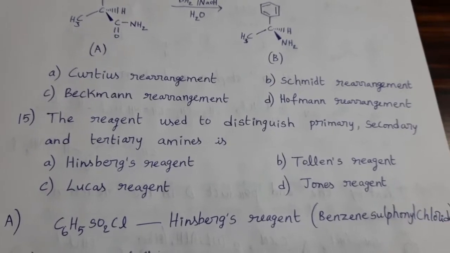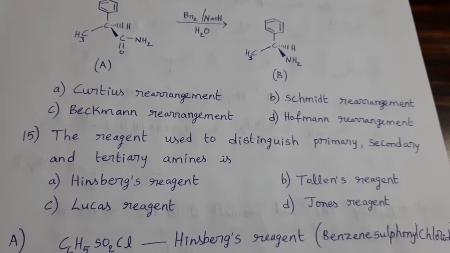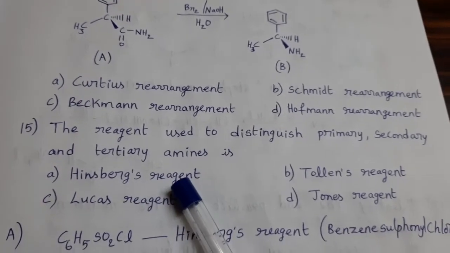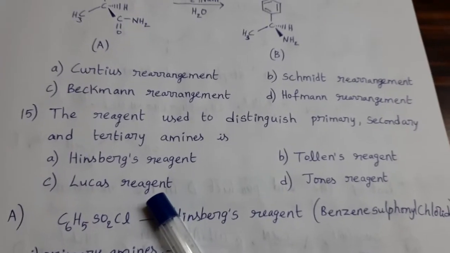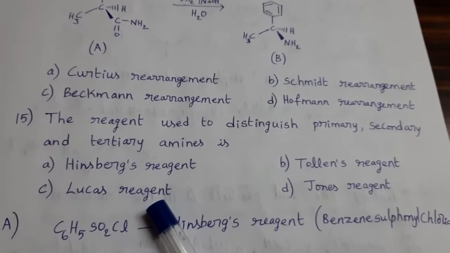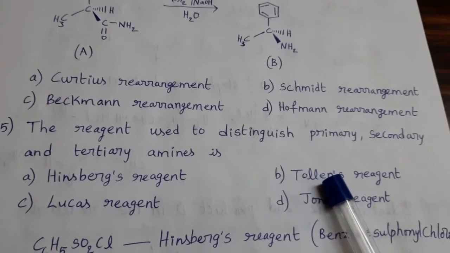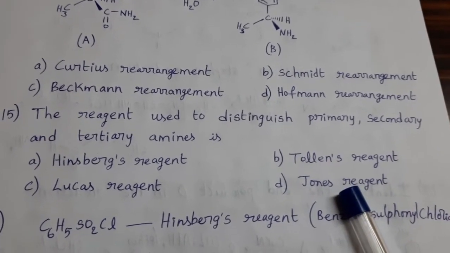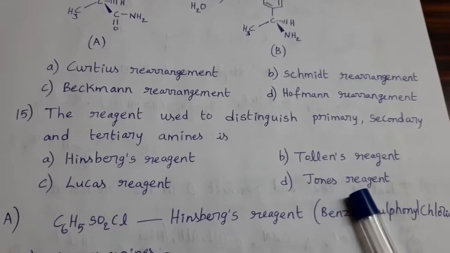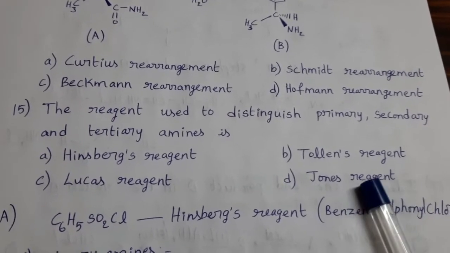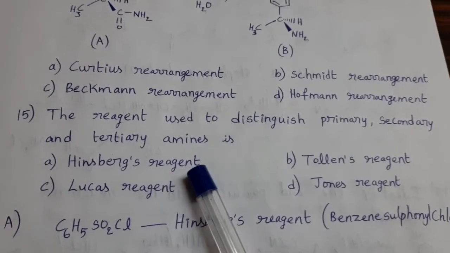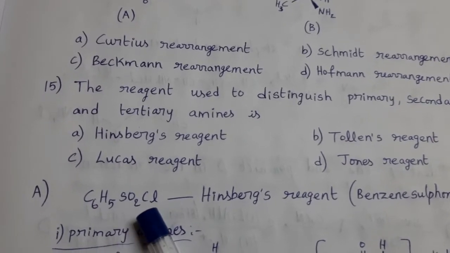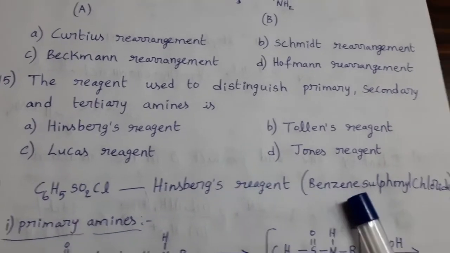Next, the reagent used to distinguish primary, secondary and tertiary amines is? The answer is Hinsberg reagent. Lucas reagent is used to distinguish primary, secondary and tertiary alcohols. Tollens reagent is used to check whether the given compound contains an aldehyde or not. Jones reagent is used as an oxidizing agent in the carbonyl compounds chapter. The suitable reagent to distinguish amines is Hinsberg reagent, formula C6H5SO2Cl, named benzene sulfonyl chloride.